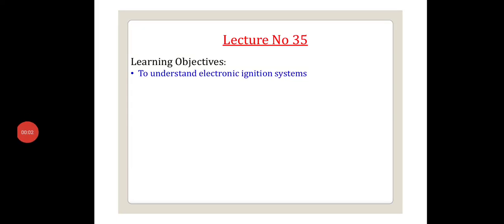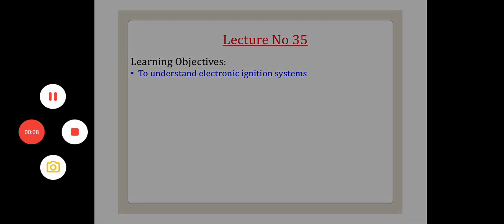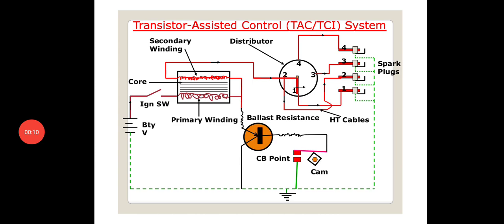Good morning, friends. The learning objective of today's lecture is to understand electronic ignition systems. Now, the first system is called a transistor assisted control system, which is called TCI, or we are calling it a transistorized coil ignition system.